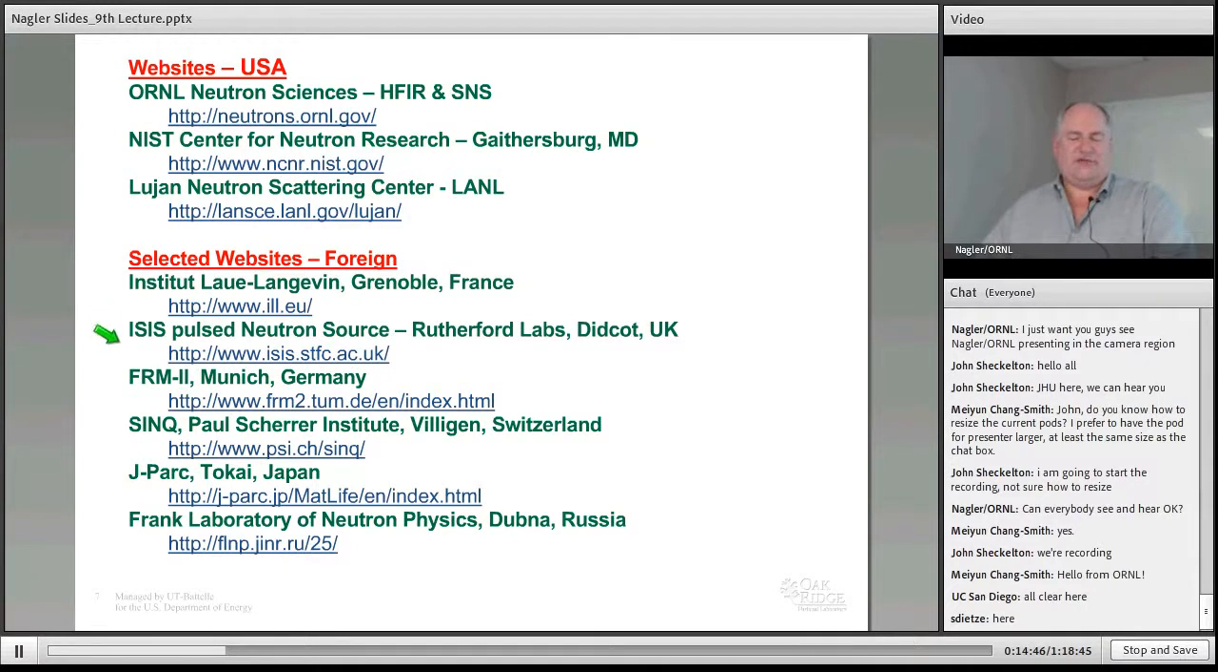And the pulsed source that has operated consistently for the last several years in Europe, producing great results, is at the Rutherford Labs in England. It's the ISIS pulsed neutron source. There you can find a lot about pulsed instruments.